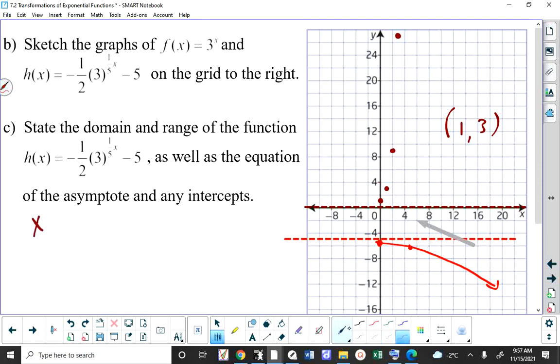The domain is x is any real number. The range is y is less than -5. I'm just going to throw this out to you. I'm not going to write it down. Your range of these exponential functions of this form will always be y is greater than k or y is less than k. And it's going to be y is greater than k if a is positive, because then it goes up. It's going to be y is less than k if a is negative.